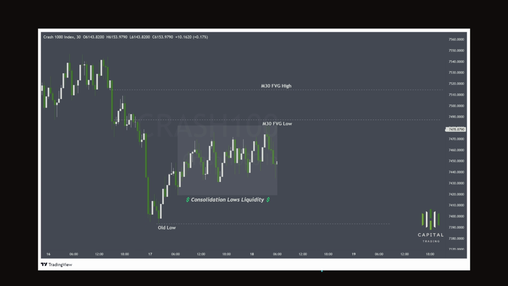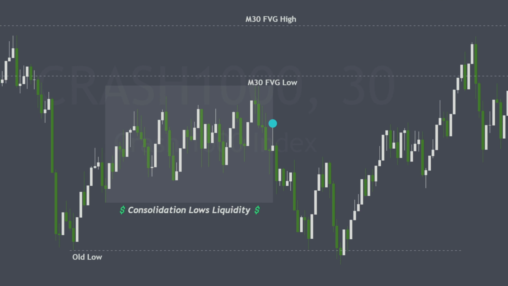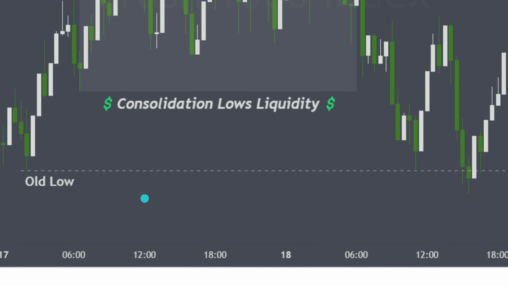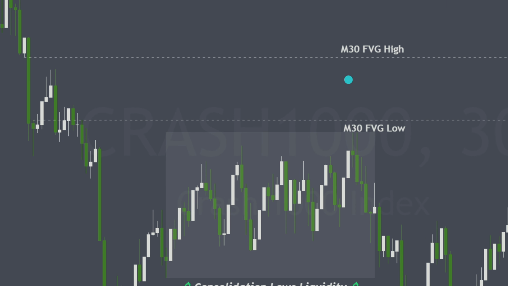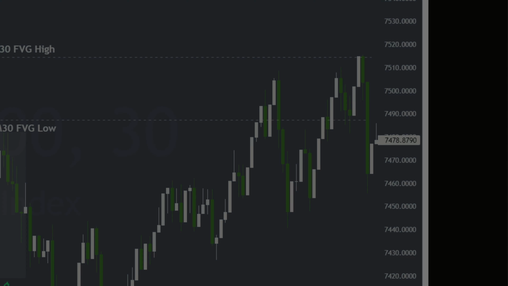That's what happened. We saw them reaching into this consolidation lows liquidity, going up and then dropping further into this old low, then spiking to the upside to fill up this fair value gap from this candle here, with this movement once, twice, three times, until they eventually filled it. So that's what happened.